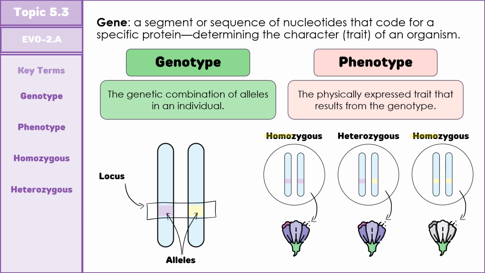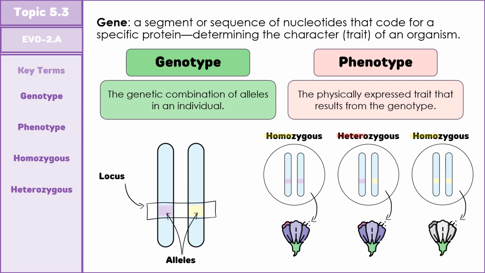We can be homozygous dominant. We can be homozygous recessive. But as long as we have two of the same alleles, we are homozygous. If we have two different alleles, say one dominant and one recessive, we term that individual heterozygous. Hetero meaning different.